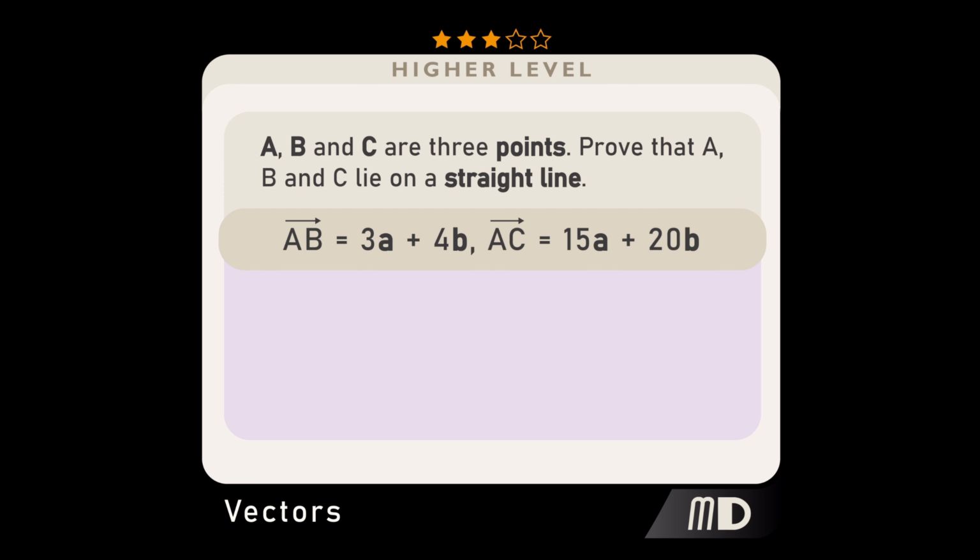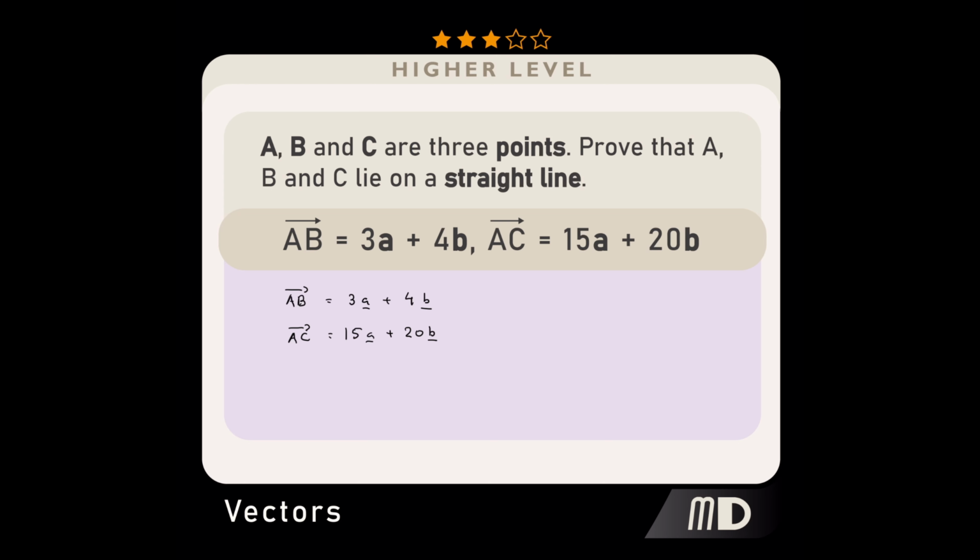We've been given 2 vectors: the vector AB equal to 3a plus 4b, and AC equal to 15a plus 20b. If 2 vectors are parallel, the ratio of their corresponding components must be the same.